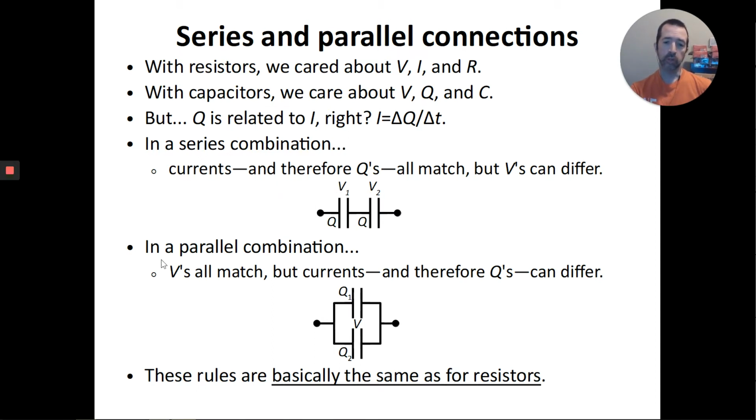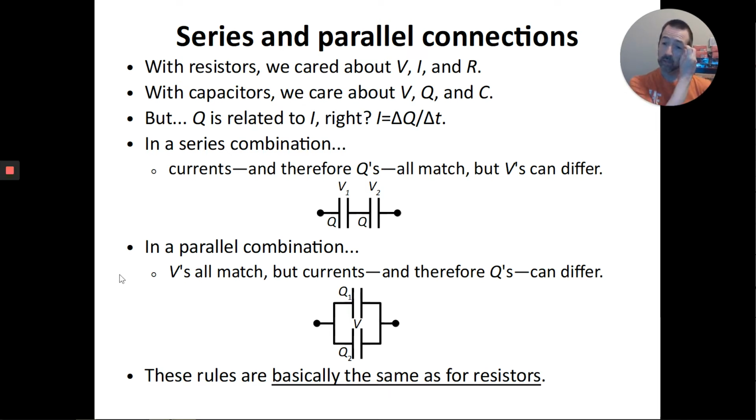Now, conversely, if you put things in parallel with each other, and again, you might remember this with resistors, if you put things in parallel, they all have matching voltages. The currents could be different, but the voltages are all going to match. So I've labeled my parallel capacitors with just a single V here that applies to both, but I've named their charges differently, Q1, Q2.